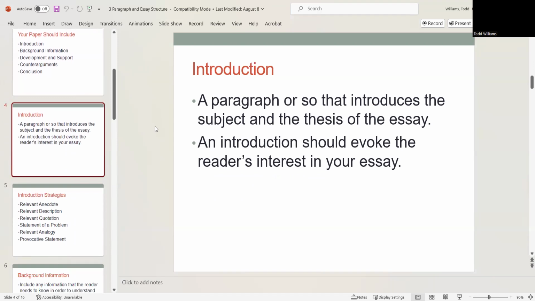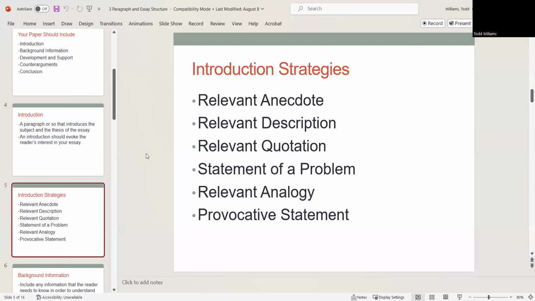The introduction, a paragraph or so that basically introduces the subject of the essay and the thesis of the essay. So what's the essay about and what's the argument you're making in this essay? That's the main thing you want to do in an introduction. The other thing you want to do in an introduction is try to evoke the reader's interest somehow, right? Get them wanting to read the rest of the essay. So I'm going to go through a few introduction strategies here.